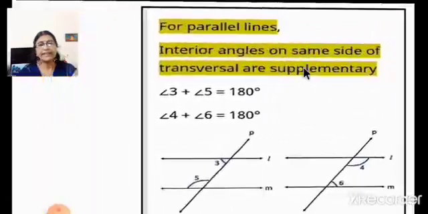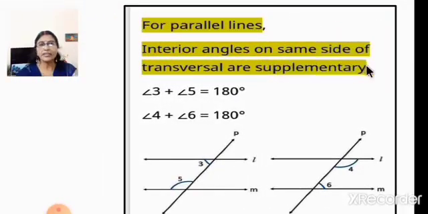Now for parallel lines, interior angles on the same side of transversal, that is co-interior angles, are supplementary. Which means, see here, if you take angle 3 and angle 5, they are on the same side of the transversal. So when you add angle 3 and angle 5, you will get 180 degrees. So angle 3 plus angle 5 is equal to 180 degrees. Same way, angle 4 plus angle 6 is also equal to 180 degrees.